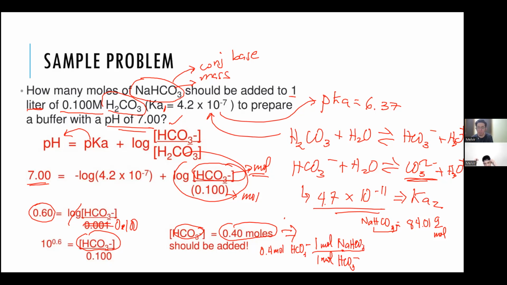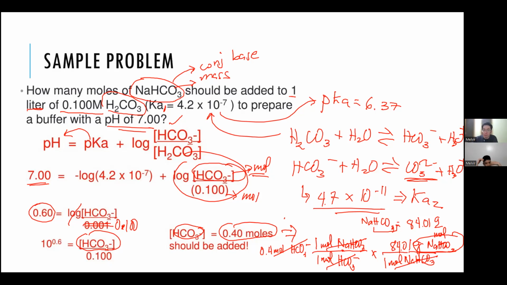Kasi baka malay mo yung conjugate base mo ay dalawa pala dun sa formula. Kaya ang mangyayari diyan, i-divide mo siya sa 2, no? So tapos sa 1 mole ni sodium bicarbonate, meron kang 84.01 grams ng sodium bicarbonate. So ayan, kitang-kita kasi dito na from moles ng conjugate base mo, naging grams na siya rather ng ating salt, no? Yung salt ng conjugate base mo. So what is the answer?